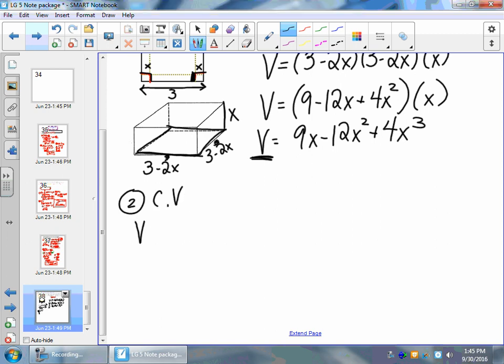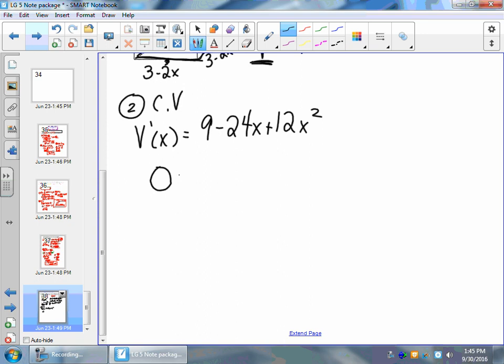So I'm going to take my v prime of x, and that derivative is going to be 9 minus 24x plus 12x squared. And to find the critical values, we set that equal to 0. So I'm going to factor out a 3. Okay, so I'm going to factor this out. And when I factor out the 3, I'm just going to change the order of these guys. So 4x squared minus 8x plus 3, just so we can use our PSA2 method.